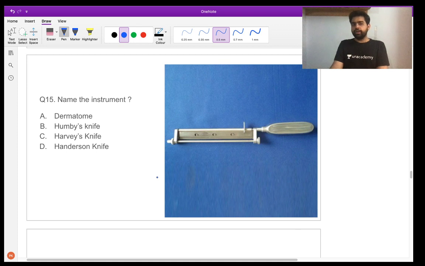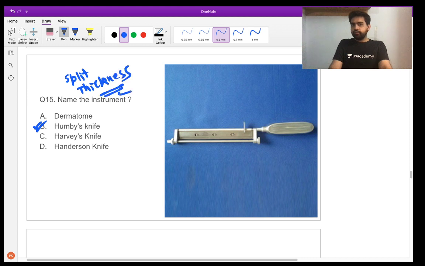What is the name of the instrument? What is this? Is it a dermatome, Humby's knife, Harvey's knife, or a Henderson knife? What is the answer? Again, a pretty simple question for you. What is the answer, guys? B. Okay, very good. It is a Humby's knife. Pretty simple question. What is it used for? It is used for split thickness skin graft.